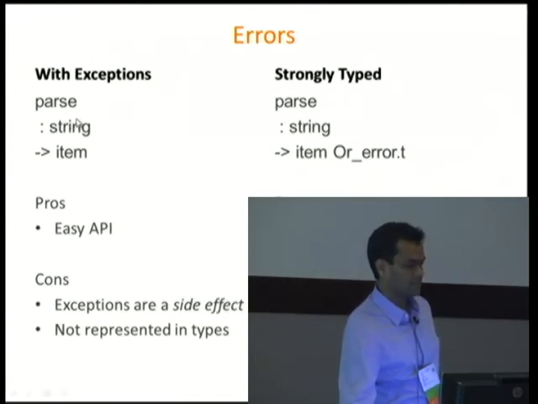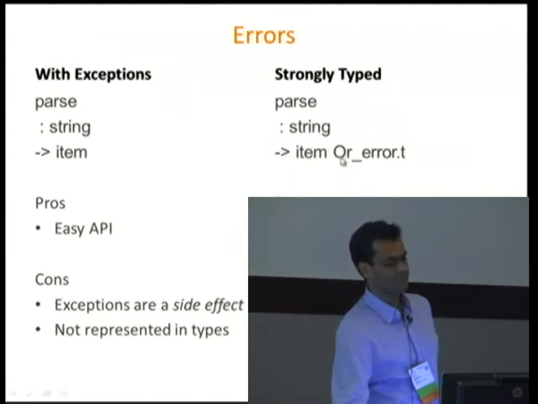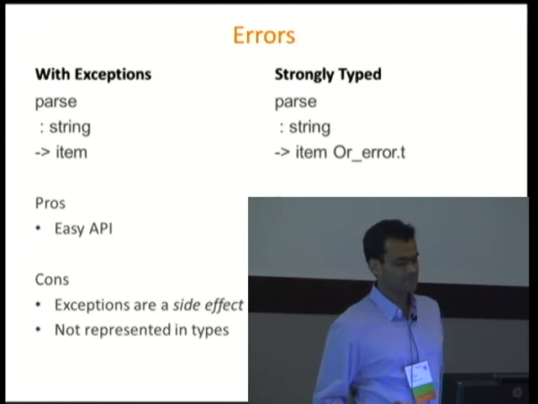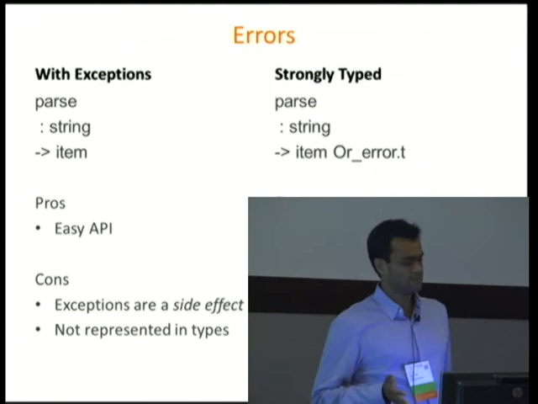So on this side, a parse function returns an item from some string, but you know that it might not be able to, right? So what this function actually does is it throws an exception in some cases. The more strongly typed version of this returns something else. It returns item or error.t. Or error is a built-in OCaml data type. And what this does is explicitly tell you in the signature of the function that this function maybe throws an error. So there's pros and cons to both styles.